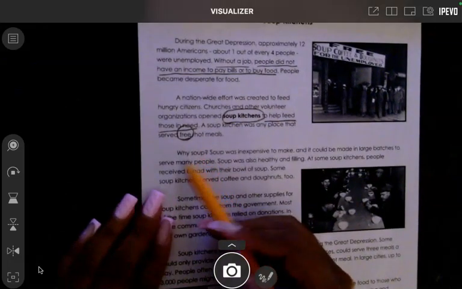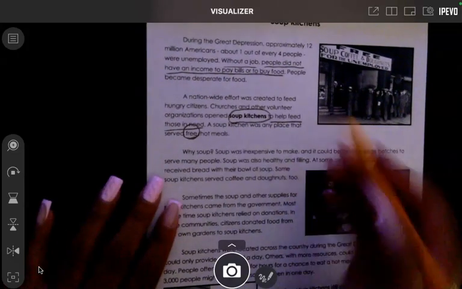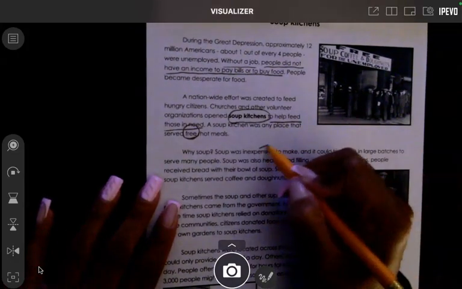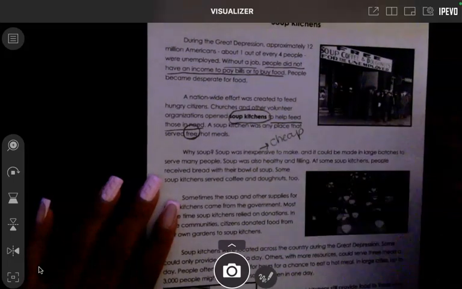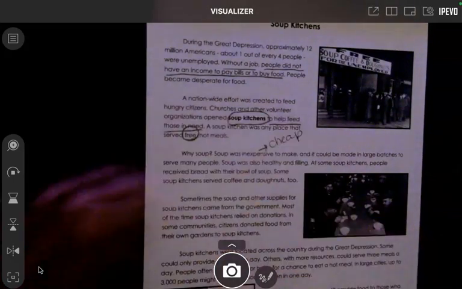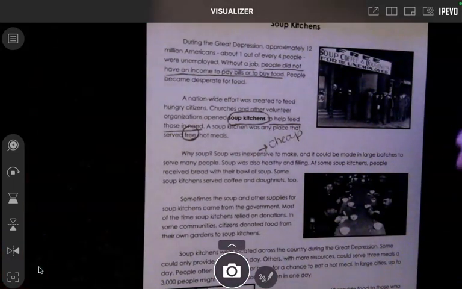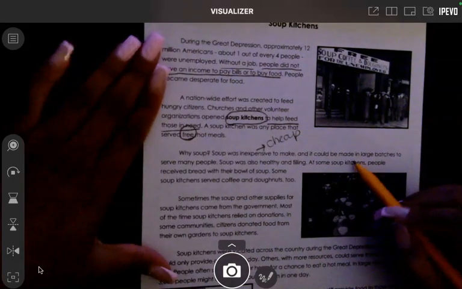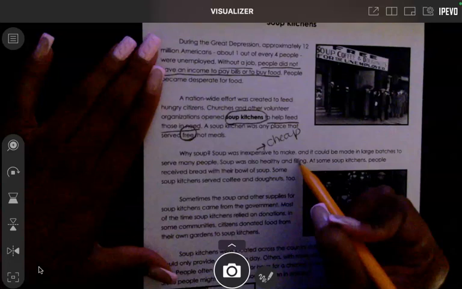So let's talk about why soup. Soup was an inexpensive item to make. Another word to say inexpensive is cheap. Think about soup. It's basically a basic food that's not expensive and water that you season. And it could be made in large batches to serve many people. Soup was also healthy and filling.